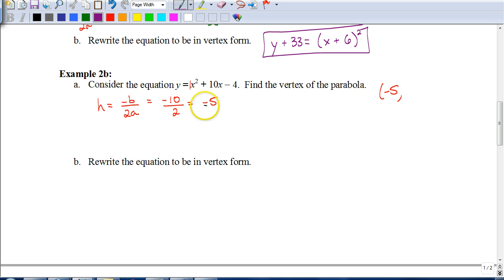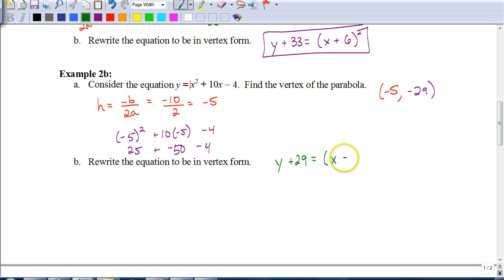To find k, I'm going to put negative 5 in the equation, so it's going to be negative 5 squared plus 10 times negative 5 minus 4. Negative 5 when you square it is 25. This is going to be negative 50 minus 4. 25 plus negative 50 is negative 25. Negative 25 minus 4 is the same as negative 25 plus a negative 4, which is negative 29. So to write this in vertex form, it's y minus k, so it would be y plus 29 equals, A is 1 again, and then it'll be x minus negative 5, which becomes x plus 5 squared.